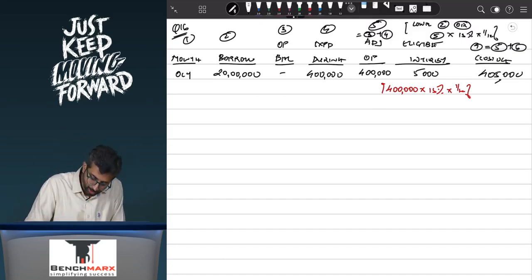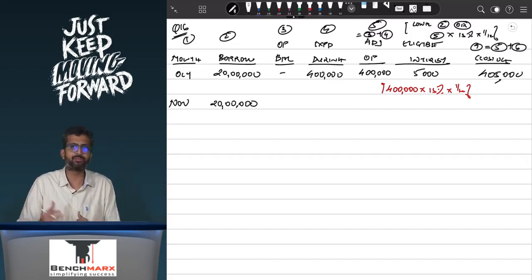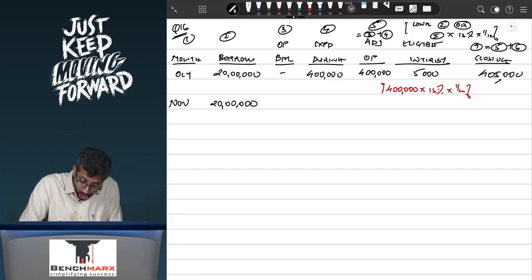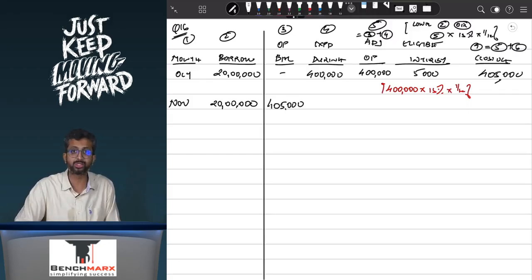Now, if you go to the month of November, your borrowings are still 20 lakhs. If someone asks you what is the expenditure incurred behind the qualifying asset till date, you are an accountant. For an accountant, you will open your ledger, and in your ledger, your opening balance is 4 lakh 5,000. So you will say that till this date, 4 lakh 5,000 has been spent.